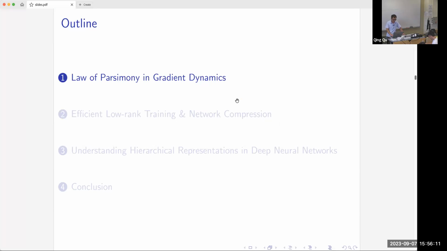For the rest of the talk, first I will introduce this invariant subspace structure of the gradient dynamics for training deep linear networks. Then I will discuss low rank training and network compression. And finally, I will talk about how we can utilize this result to understand the hierarchical representations of training neural networks. So before that, any questions?